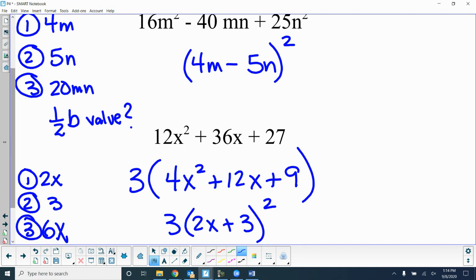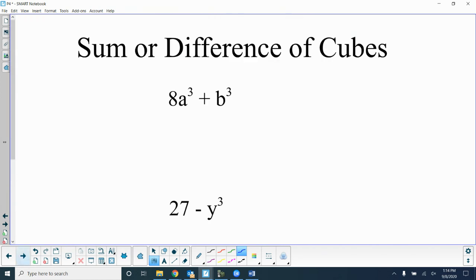Okay. 2 more types. We already did the second type. But here's the cube one. Number 3 on our list. 2 terms, both perfect cubes. Could be minus or plus. Perfect cubes are something to the third power. 1 to the third is 1. 2 to the third is 8. So 8's a perfect cube. 3 to the third is 27. So 27 is a perfect cube. 4 to the third is 64.